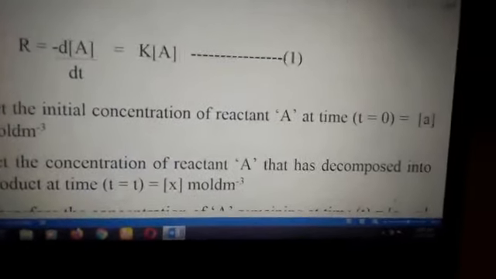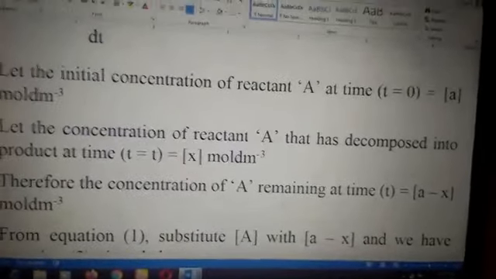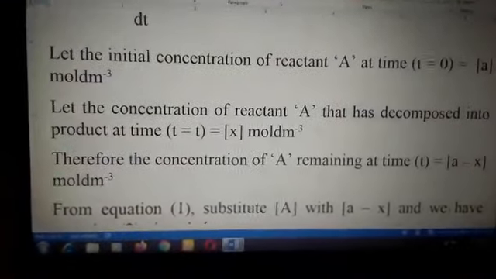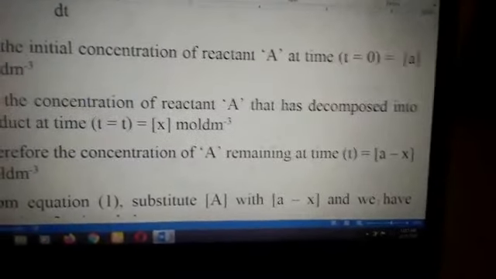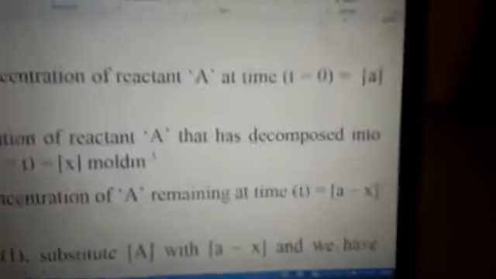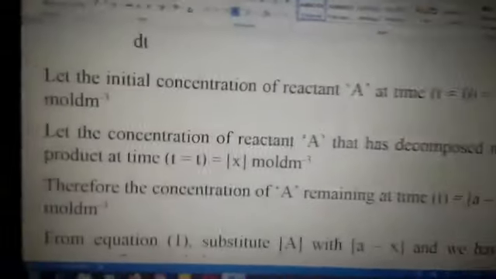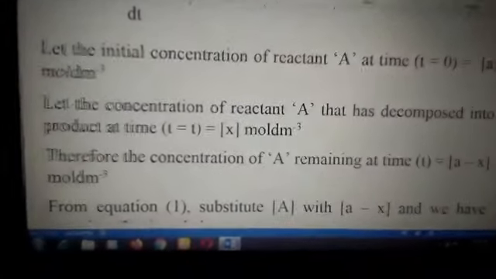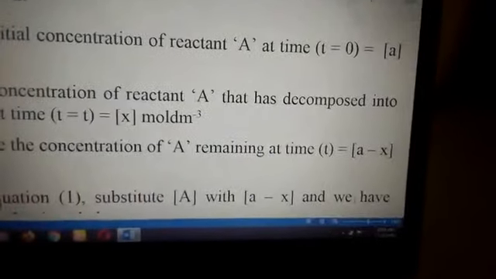So that S mole per dm³ there represents the concentration of A that has changed to product after some time of reaction. Therefore, the concentration of A remaining at time T: if S mole had decomposed to product, and we started with small a moles of A, then after some time S moles of A had changed to product. What amount of A will remain? Therefore, the concentration of A remaining after time T will become a minus S.